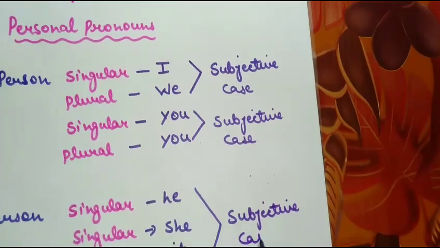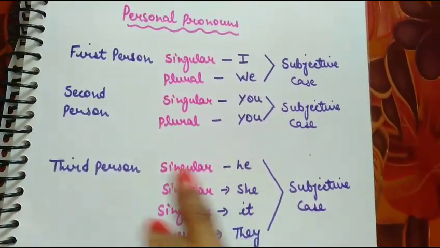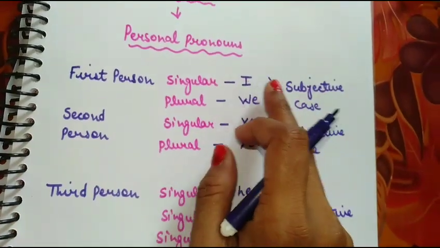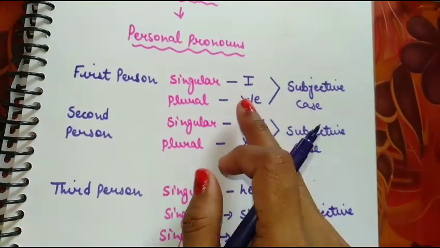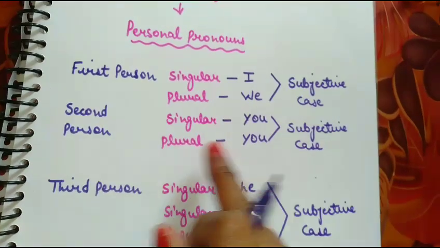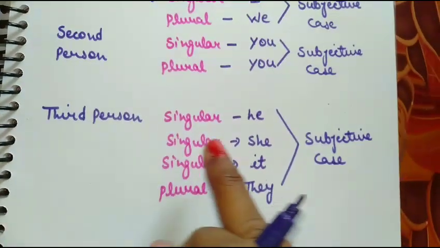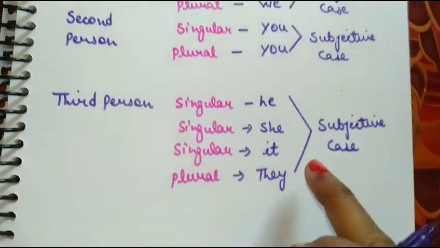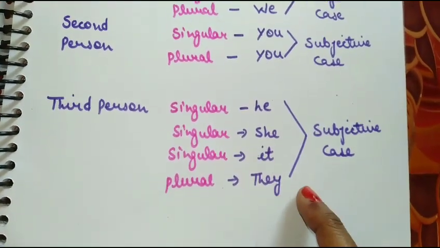Subjective case. So now I think it is clear to you all that for first person singular, the subjective case will be I, and plural, the subjective case will be we. Second person singular, you, subjective case, plural you, subjective case. Third person singular, he, subjective case, singular she, subjective case, singular it, subjective case, and plural will be they.